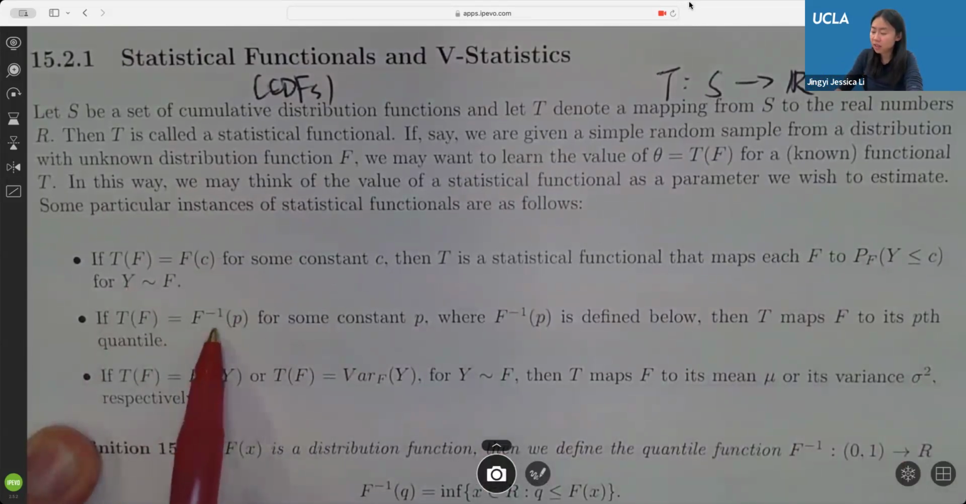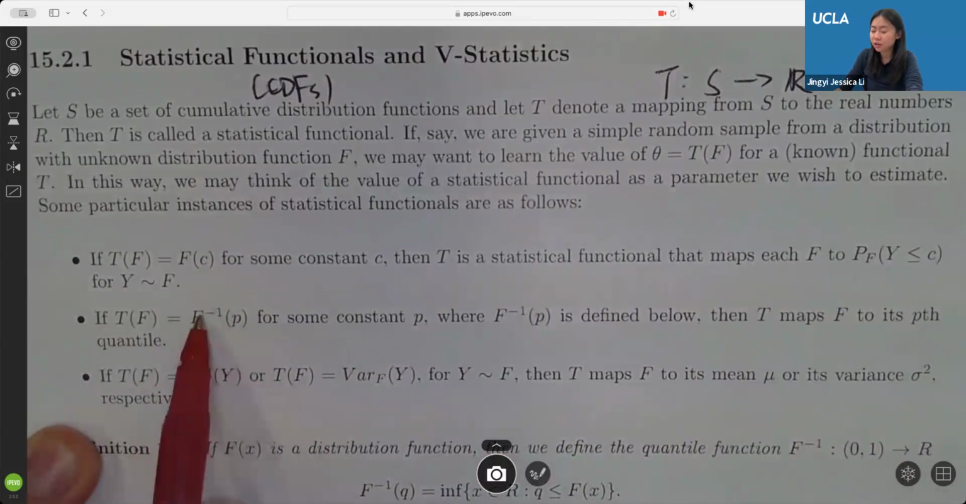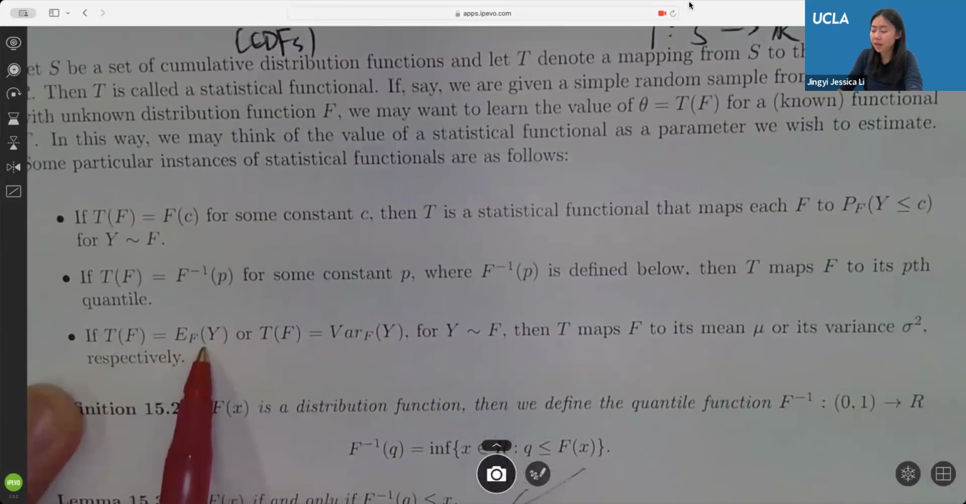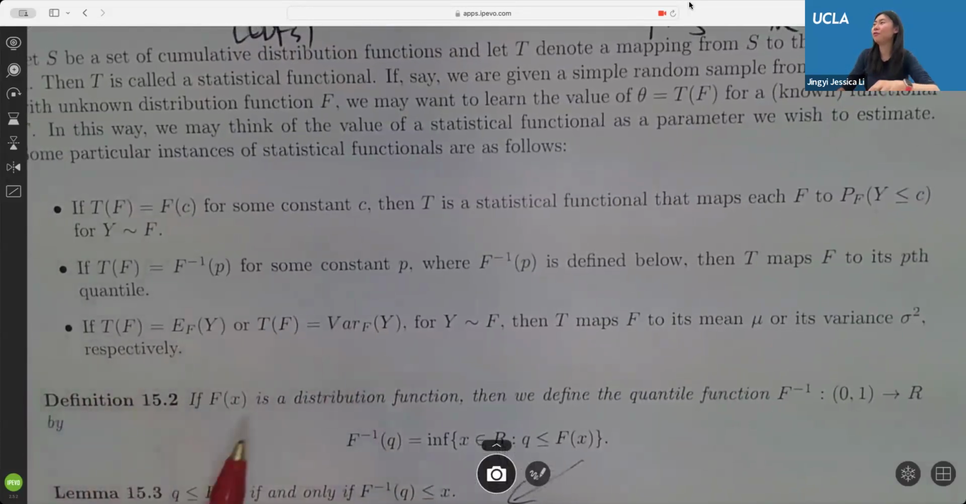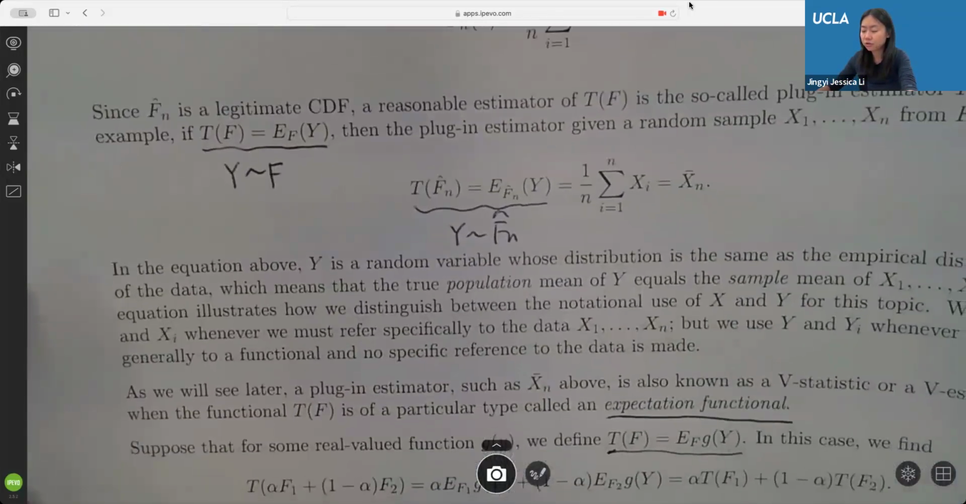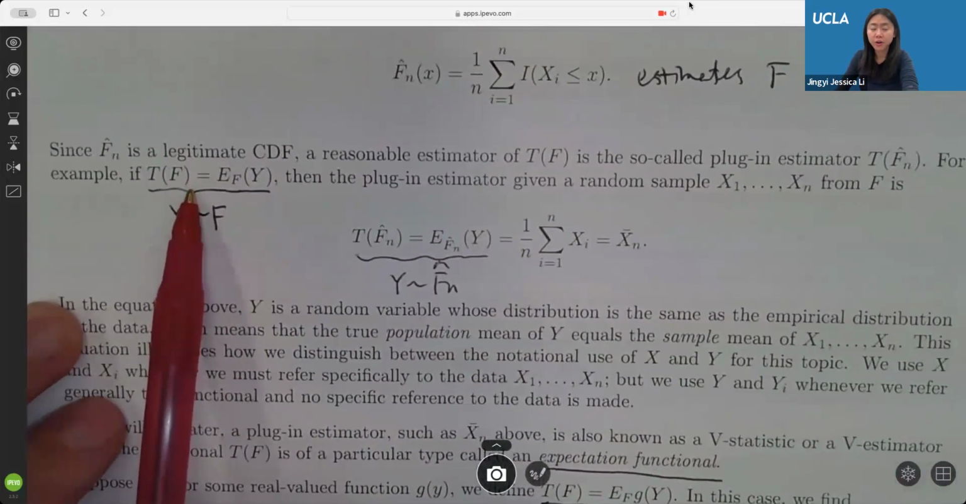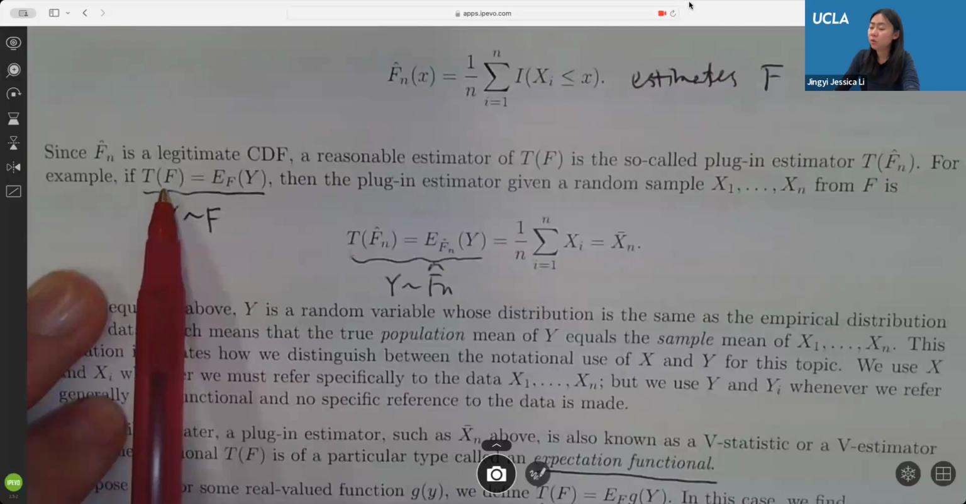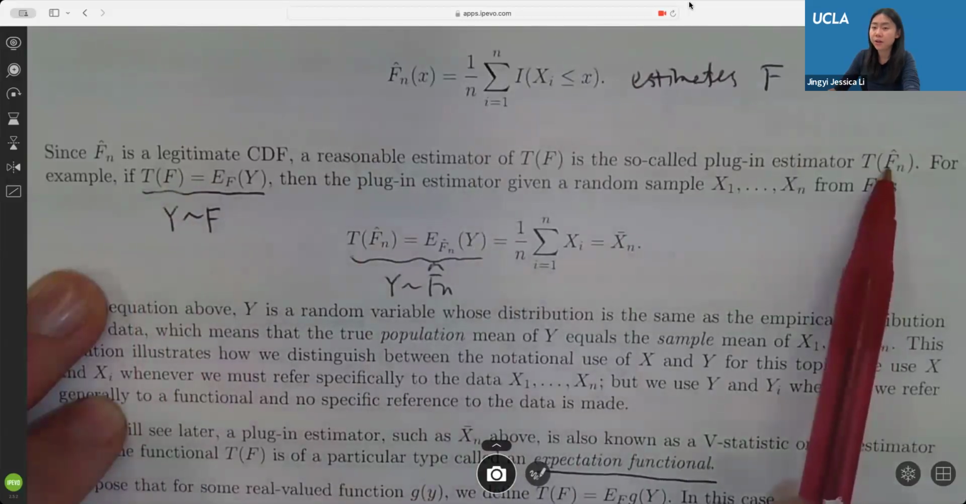And the quantile is a functional of F, right? You can go from the probability to its population quantile. And the mean and the variance are also functionals of F. So these are all functionals. The reason why it is beneficial to define the functional is because we can come up with a natural estimator. That is, if we want to estimate a parameter expressed as some functional of F, then we can just replace F by F_n hat.